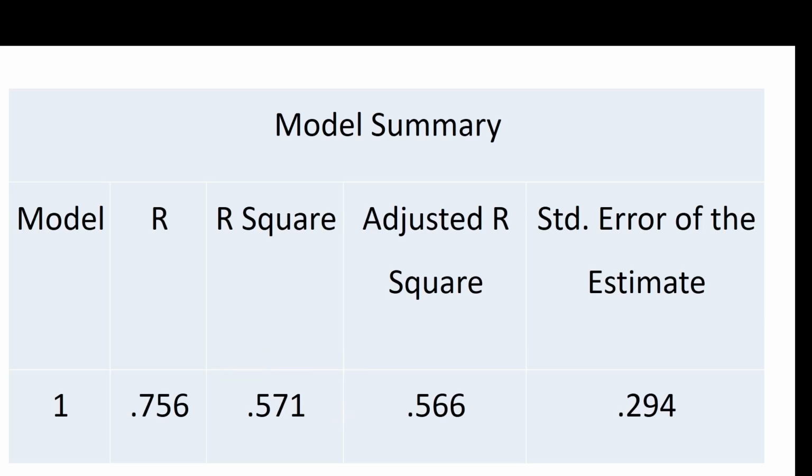while the remaining 42.9% is attributable to other factors which have not been considered in the study. The adjusted R-square of 0.566 suggests that the model retains substantial explanatory power after adjusting for the number of predictors, and the standard error of the estimate, 0.294, indicates a relatively low prediction error. Overall, the regression model demonstrates a good fit and satisfactory explanatory ability.